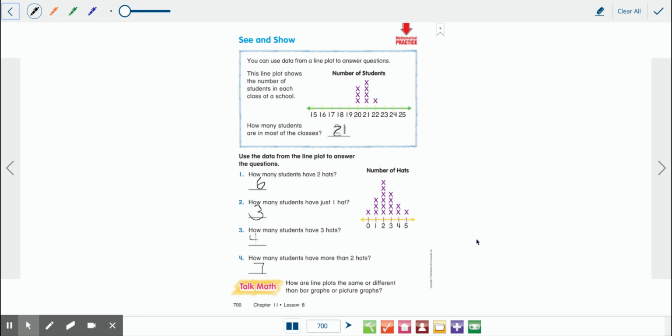So I think this is a pretty easy lesson, and I think you will be able to complete the On My Own page and your homework pretty easily if you move on now independently to complete the rest of this lesson.